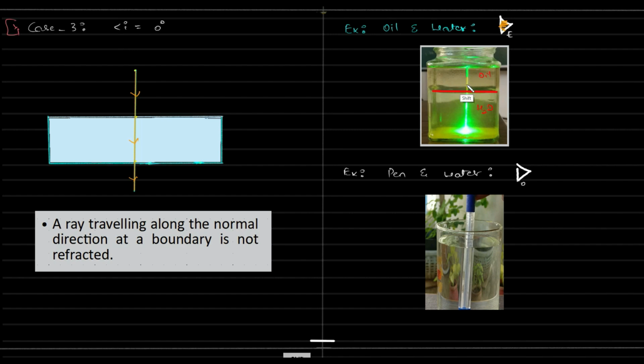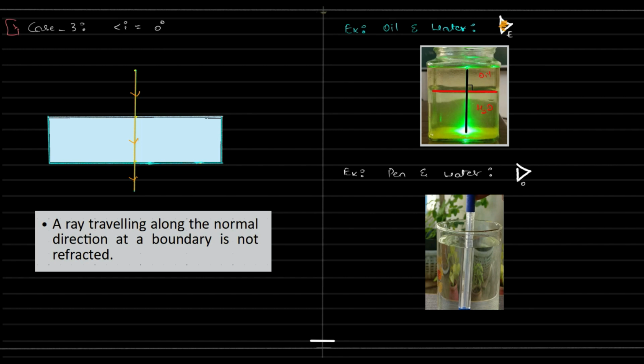So we can see clearly a straight beam of light. What is happening to that? Nothing. No bending. It's just coming straight, perpendicular. Okay, so along the line of the normal. So the angle of incidence is 0 and the angle of refraction is also 0.